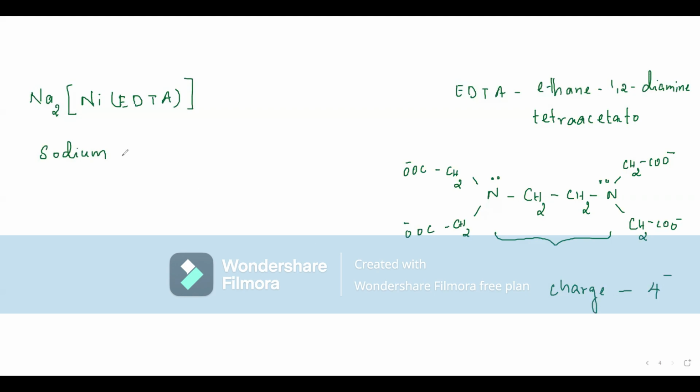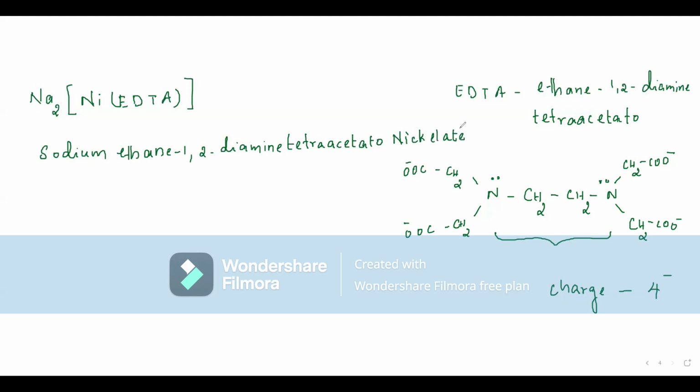Fine. Now, when I write the name, it is sodium. Since the name of the ligand itself is complex, let us be careful while writing the name. Sodium, ethane, 1,2 diamine, tetraacetato. Acetato, this itself is the name of that ligand. Then the metal, nickelate.